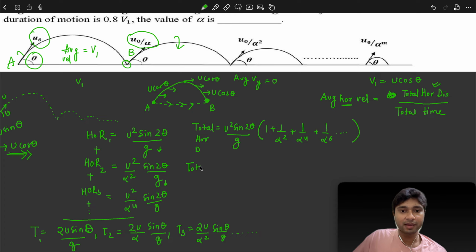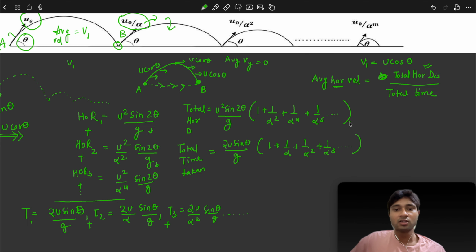So can we say the total time taken will be the sum of all these, t1 plus t2 plus t3 and so on. We can take 2u sine theta by g as common, and add the other terms, which are 1 upon alpha plus 1 upon alpha square plus 1 upon alpha cube and so on. This is nothing but a geometric progression, and this is an infinite series. Naturally alpha will be greater than 1, because velocity should decrease and alpha is in the denominator. If alpha is greater than 1, then the ratio of this geometric progression is less than 1. So we can use the geometric progression summation, which is a upon 1 minus r.